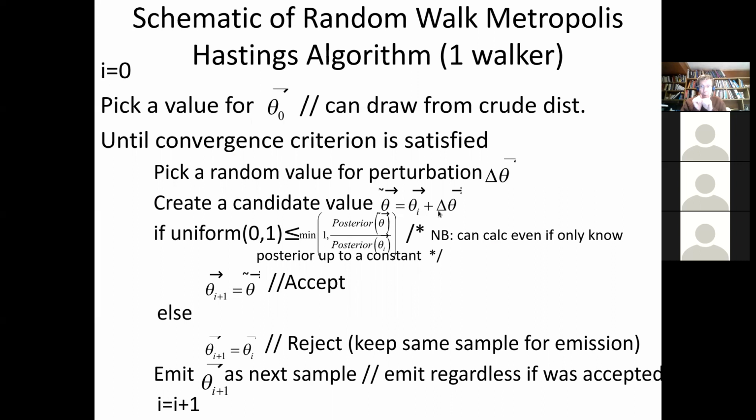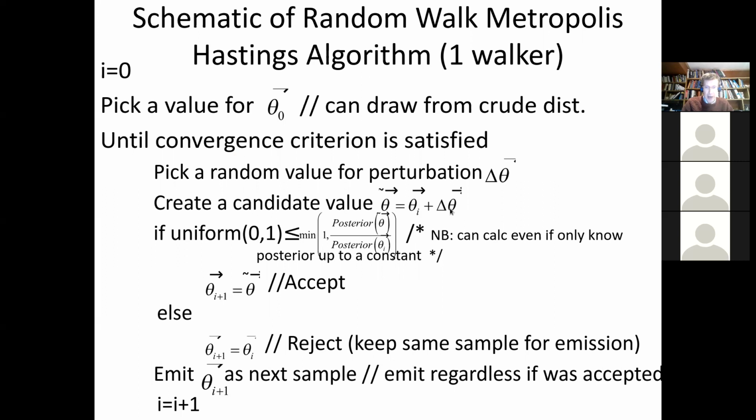We're going to pick a perturbation. We're going to pick some short distance from us in some random direction. Typically, this is a multivariate normal distribution centered at the current point. So we're going to pick a nearby point as our candidate. We're not going to pick too far out. We're going to pick nearby. And then that'll be our candidate value. It's just the current point plus this perturbation.